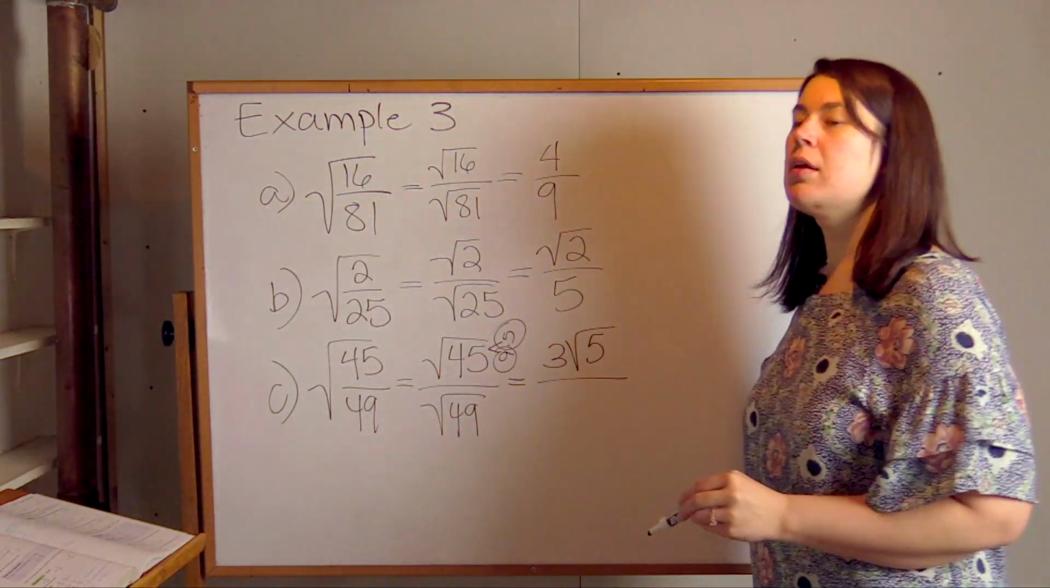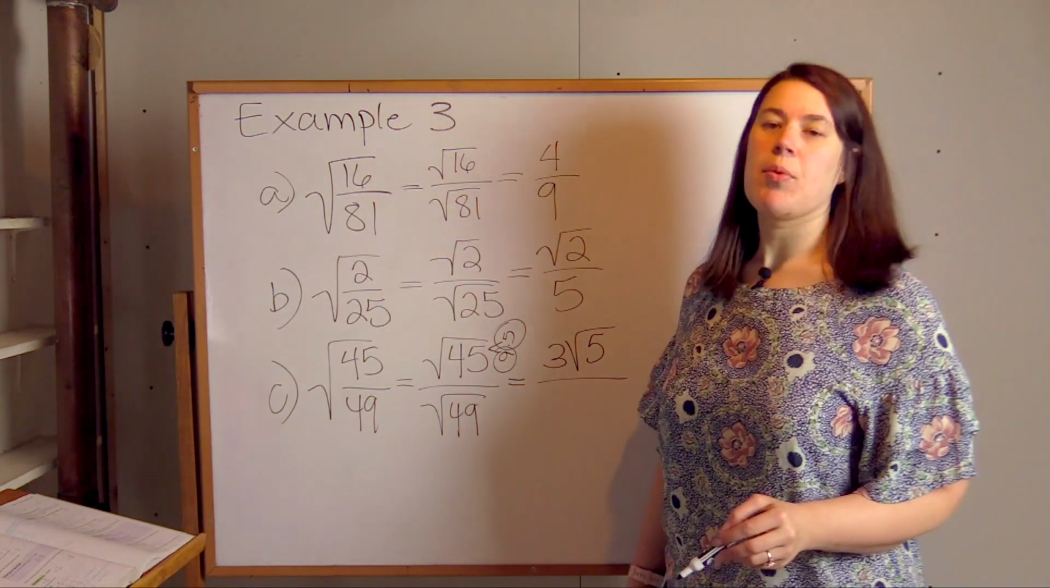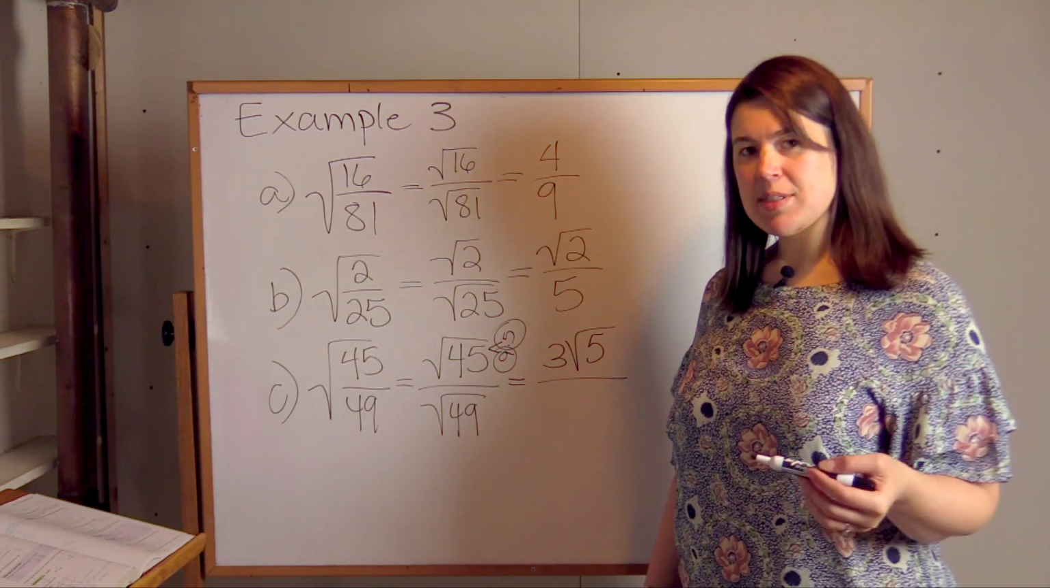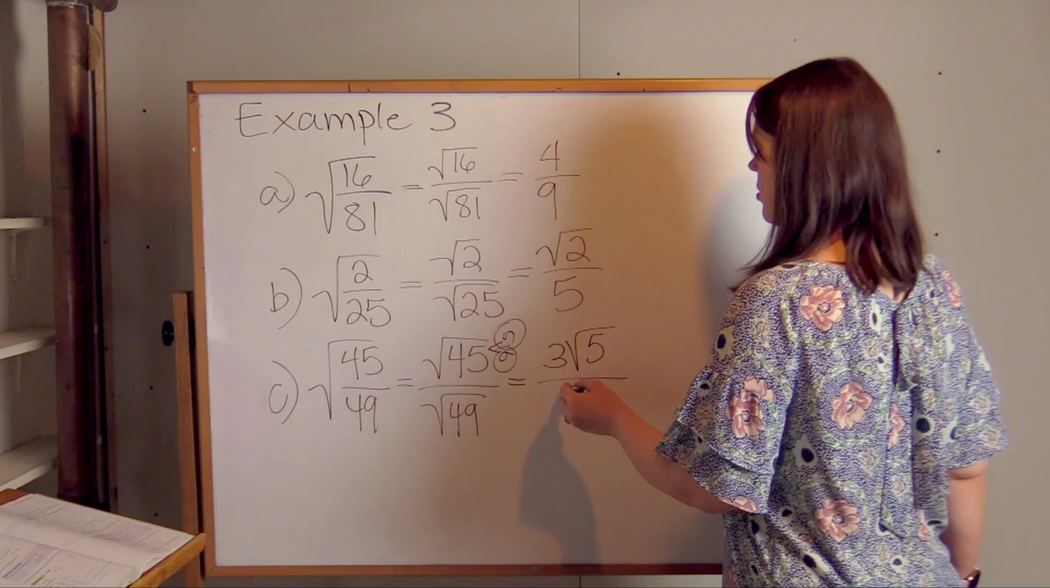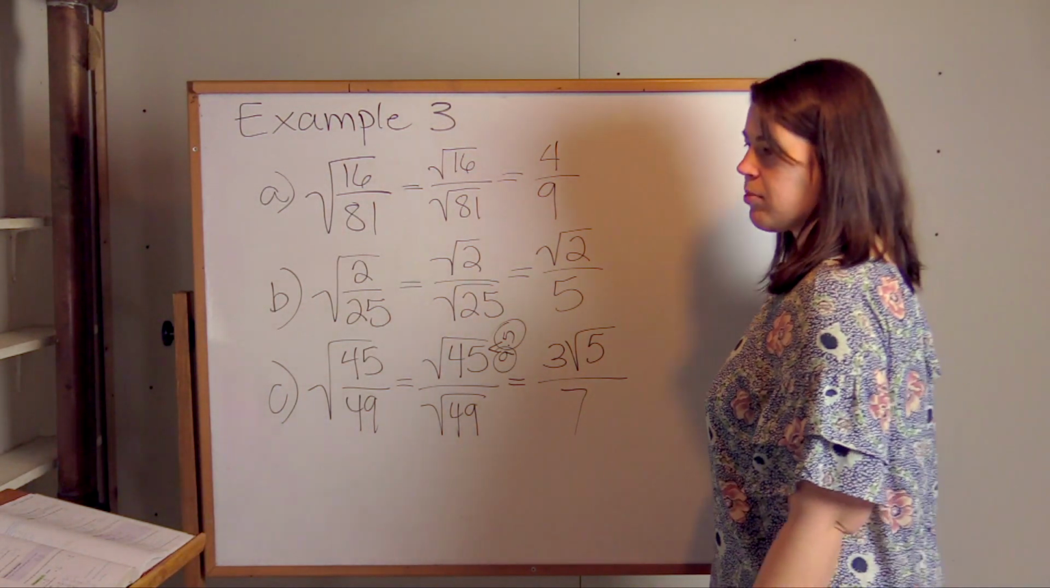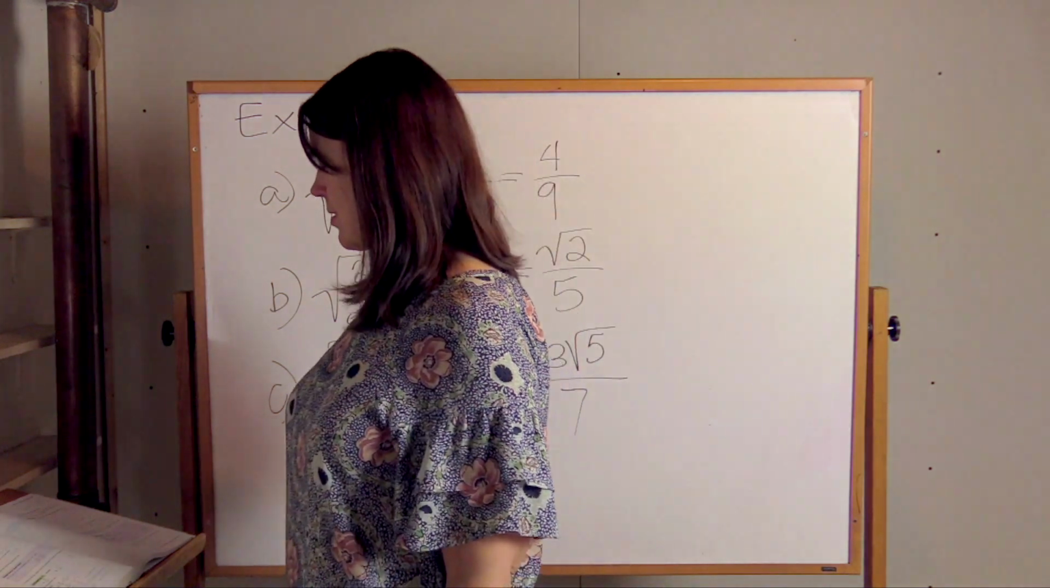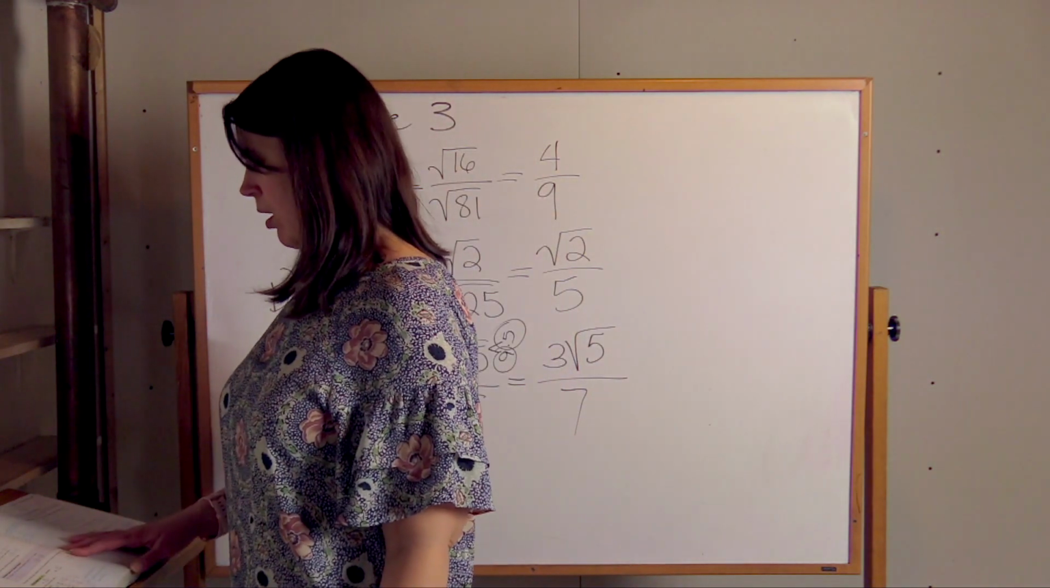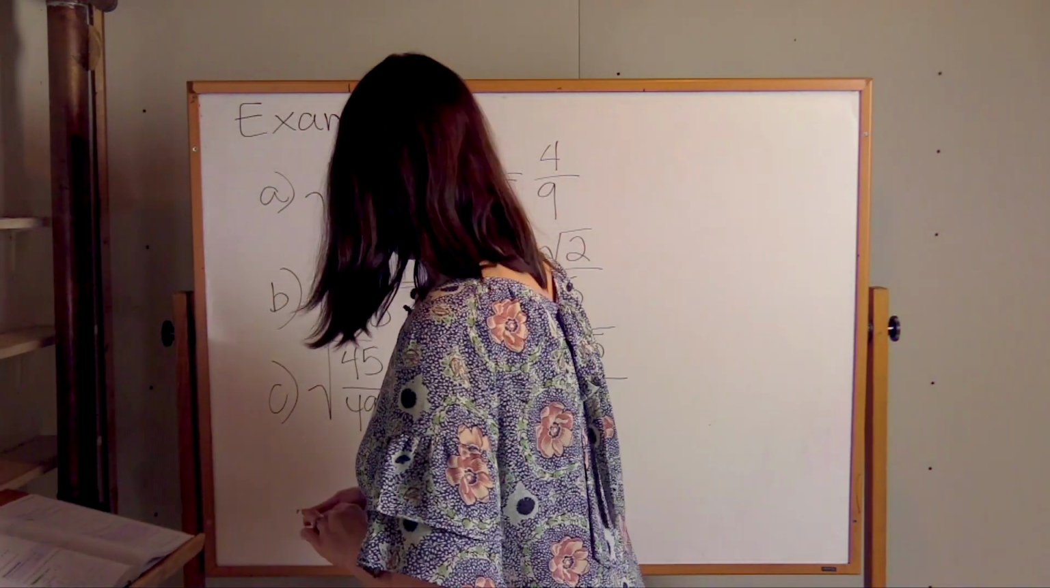On the bottom, what is the square root of 49? Well, I know that 7 times 7 equals 49, so that one's going to come out evenly. Okay, now you try the practice problems A and C on your own. We're on the top of page 529.